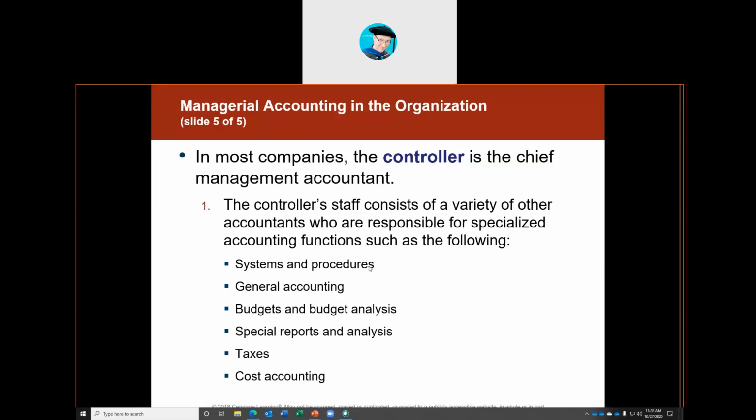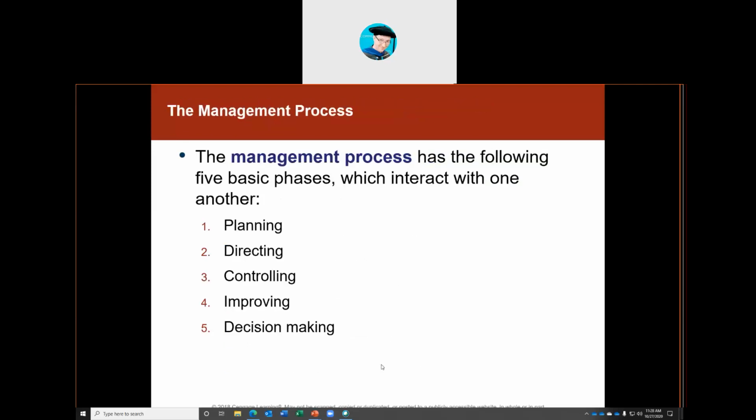Most controllers are responsible for systems, procedures, general accounting, budgets and budget analysis, special reports, taxes, and cost accounting. Don't worry, we'll talk more about those things as time goes on.